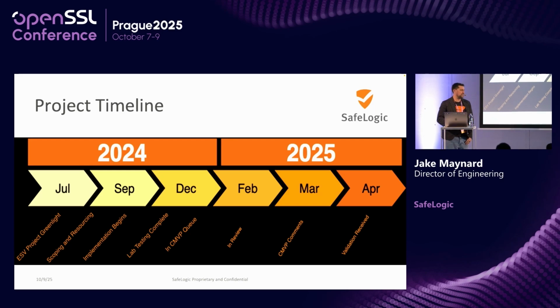All right, so here's a timeline view of how the project played out. In July of 2024, we greenlit the project internally. By the end of September, we had scoped and resourced the project and were beginning to implement. By the end of December, we had completed implementation, raw data collection, CAVP testing for the SHA conditioning component, and we're in the CMVP queue just in time for the holidays. We don't hear much in January, but around the middle of Feb, we get confirmation that we're in review. In March, we have a round of comments, and in April, we get the great news.